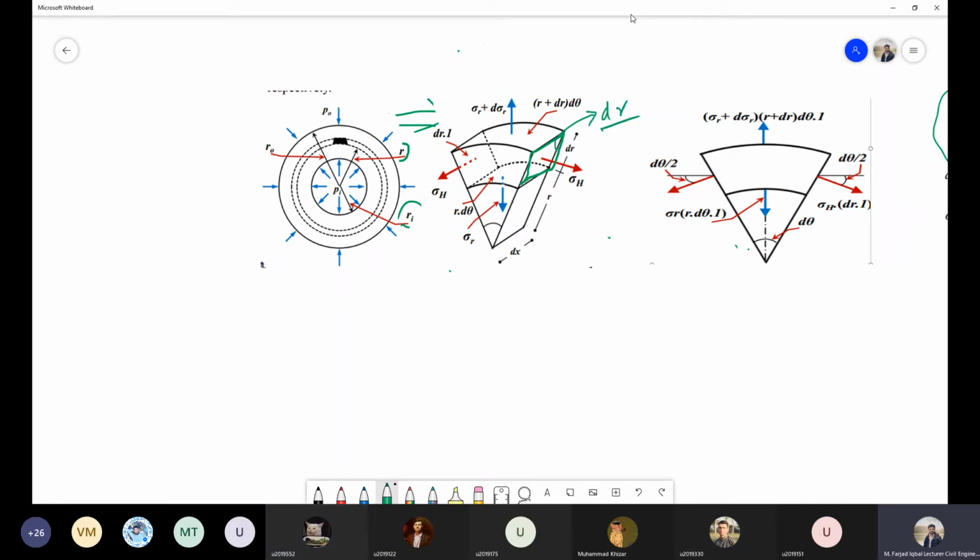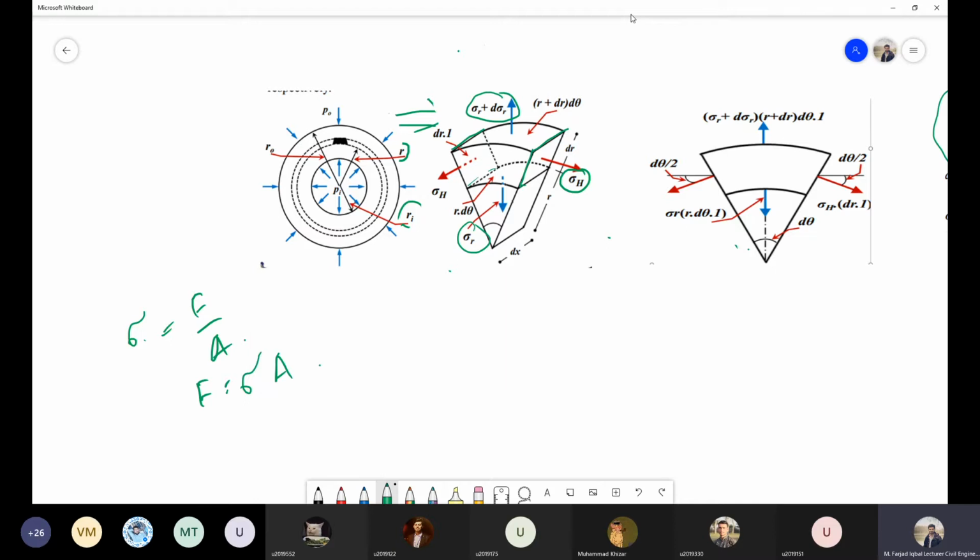So now we know the areas on which all these stresses are acting. We know the area of this surface on which this sigma r plus d sigma r is acting. We know the area of this side surface on which this hoop stress is acting, and we also know the area of this bottom surface on which this sigma r is acting. So if I want to convert these stresses into forces, or if I want to make the force diagram, what will that be? Let's say stress is equal to force over area, and force will then be sigma into area.